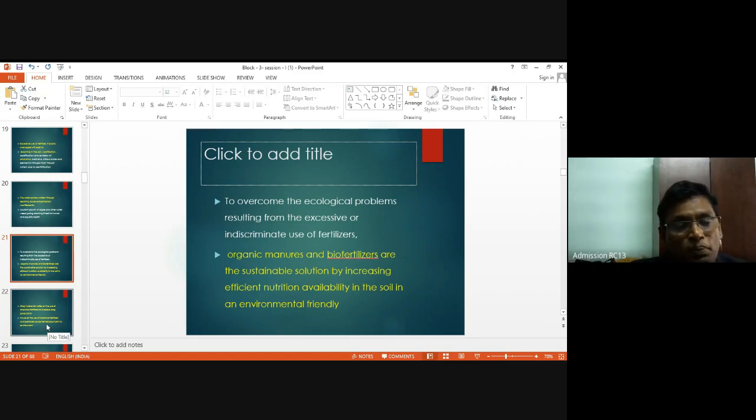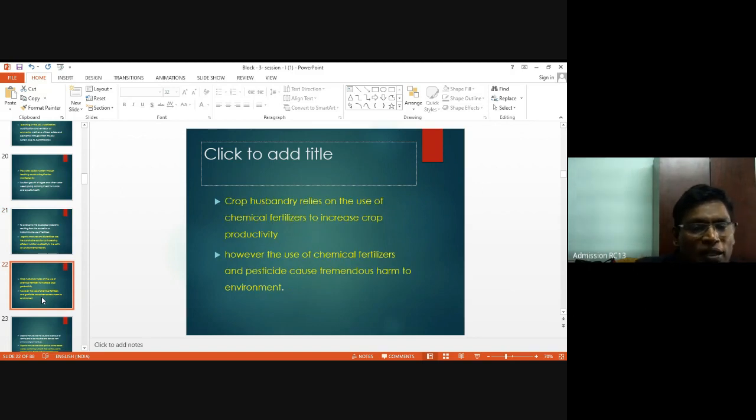To overcome the ecological problems resulting from the excessive or indiscriminate use of fertilizers, organic manures and biofertilizers are sustainable solutions, increasing nutrition and availability in the soil and being environmentally friendly. So this excessive use of fertilizers in the field, we need to minimize it, keeping in mind eutrophication, soil acidification and other things. To minimize those effects, we have to consider organic manure. It will decrease the impact on the environment, and so ensures efficient nutrition availability in the soil in an environmentally friendly manner.